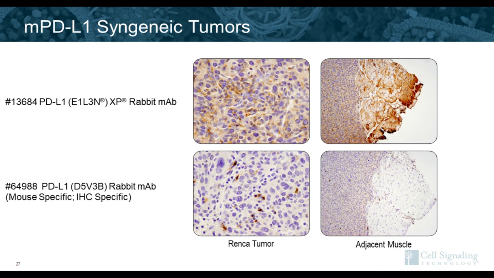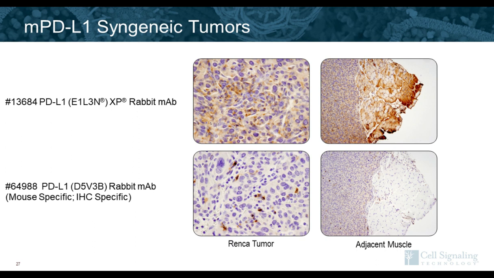On a syngeneic tumor is where major differences emerged. As you can see, the mouse reactive clone pictured on the bottom is detecting scattered immune cells in the tumor as expected. The human reactive clone on the top does not appear to be detecting those cells, and also shows obvious nonspecific signal in the Renka tumor cells and adjacent muscle.